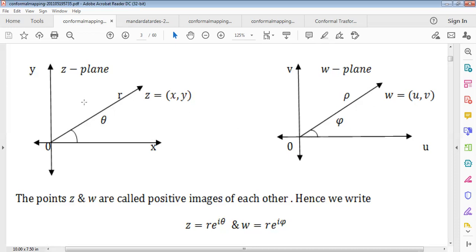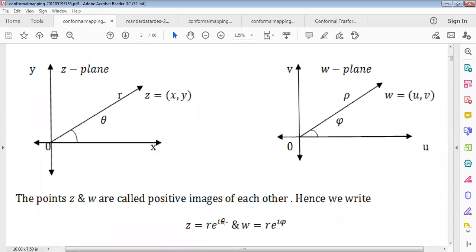Remember it. So this z plane is transformed to the w plane, and we have named this another plane the w plane. So the points z and w are called images of each other. z is the image of w and w is also the image of z. Hence we can write z equals r e to the power i theta, the exponential form of a complex number.